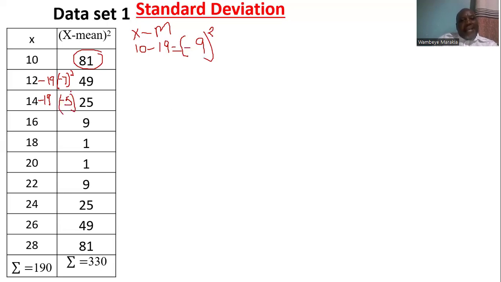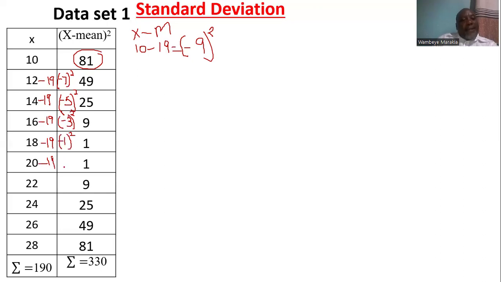Then we square -5. We get 25. Also, we have 16 minus 19, and 19 is our mean. We are able to get -3. When we square -3, we are able to get 9. Then we have 18 minus 19. We have -1. And then when we square -1, we get 1. We have 20 minus 19, 19 being our mean.